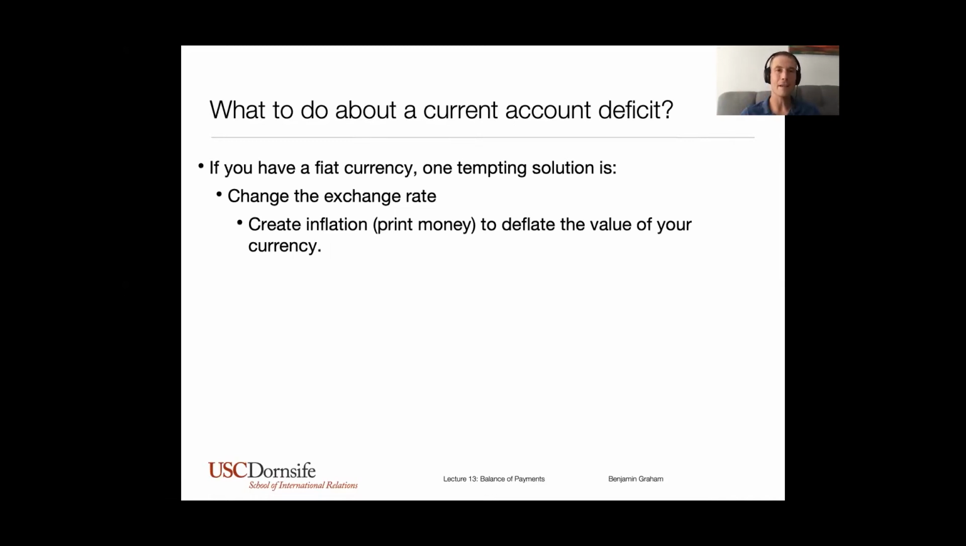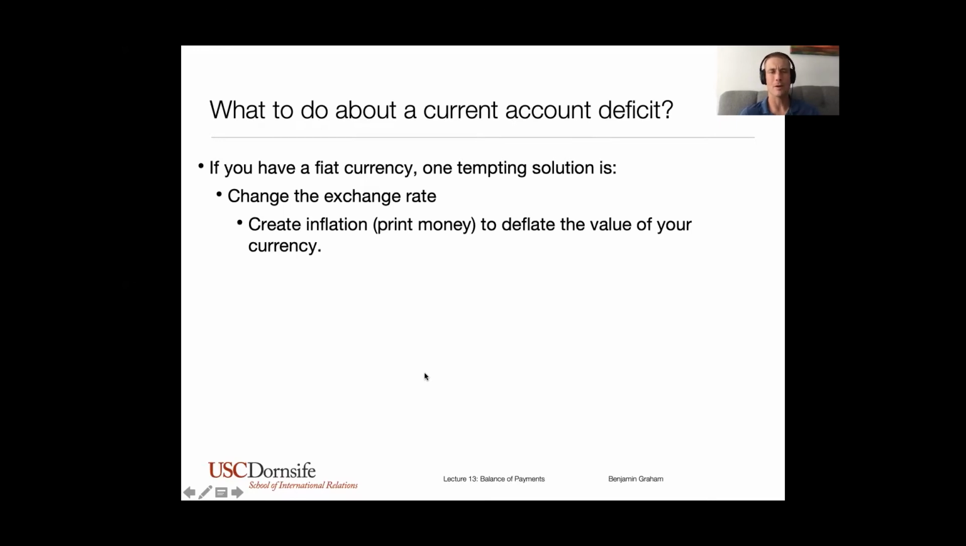So if you have a fiat currency, which is to say a currency that's not pegged to gold or anything like that, right? So the United States, the US dollar is a fiat currency. So is the Chinese currency. So is the euro. So is the Japanese yen. These are all fiat currencies. And so if you have this fiat currency, a tempting solution is just to manipulate the exchange rate, right? So to create inflation, to print money, right? And to deflate the value of your own currency, drive down the value of your own currency.